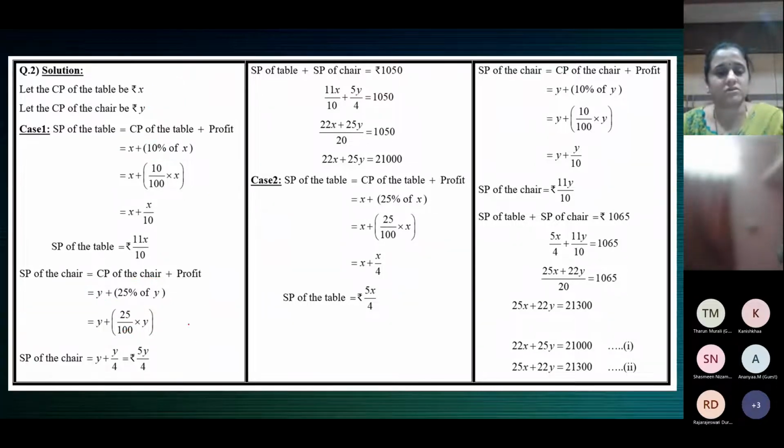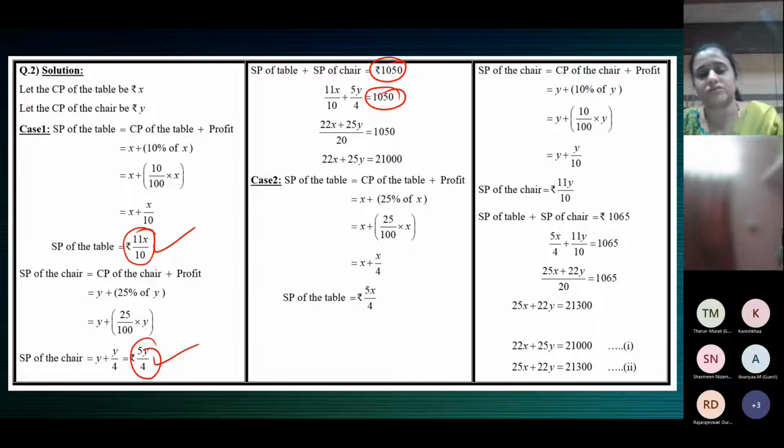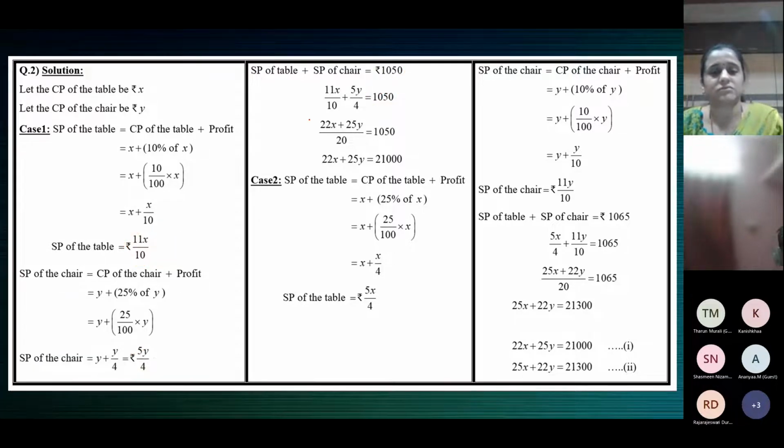So this is the selling price of the table, selling price of the chair. The total selling price is 1050. In case 1, the total selling price is 1050. That is, the selling price of the table plus the selling price of the chair is the total selling price of 1050. So that's the first equation. Selling price of the table plus the selling price of the chair is equal to 1050. Then LCM cross multiply, you get this.